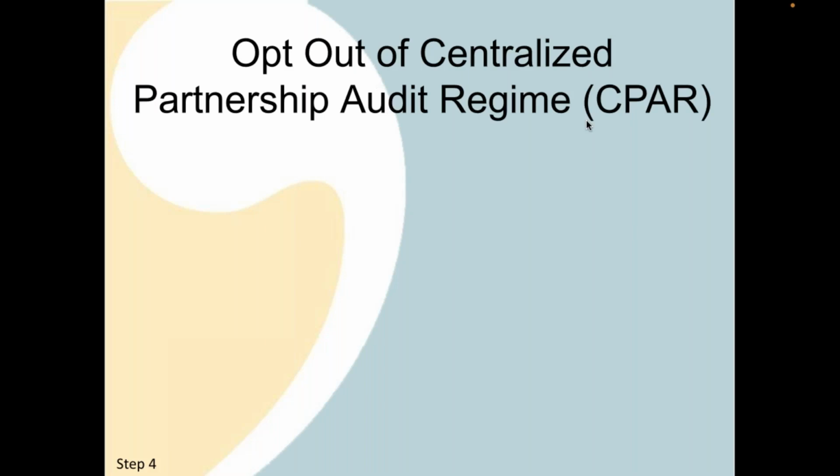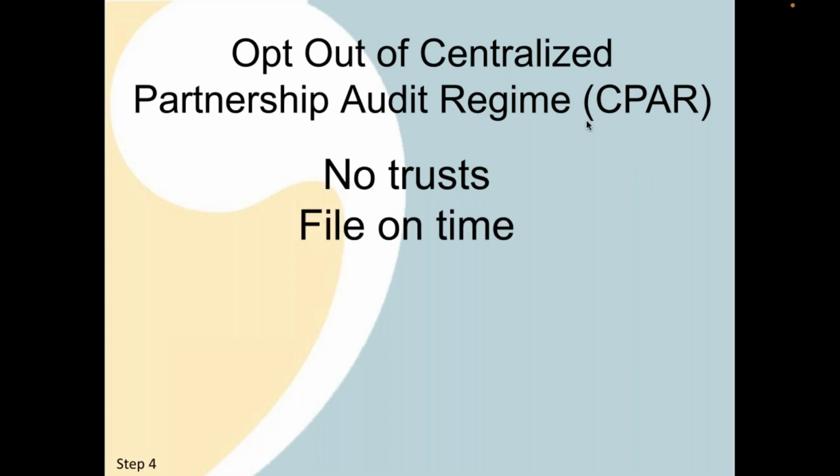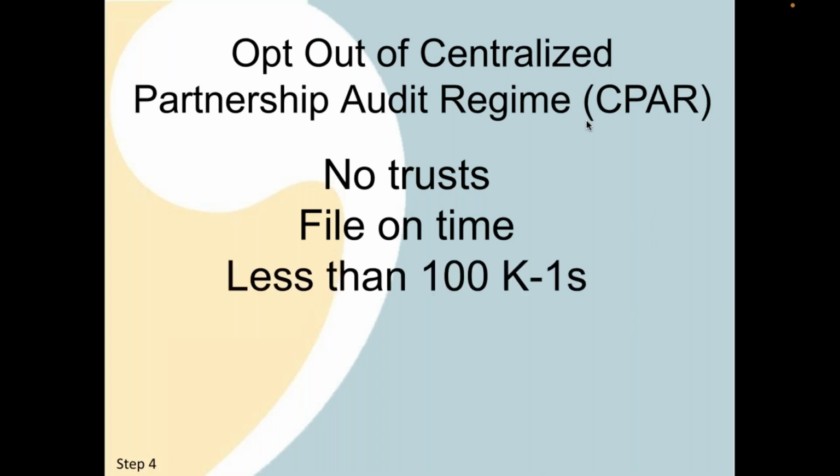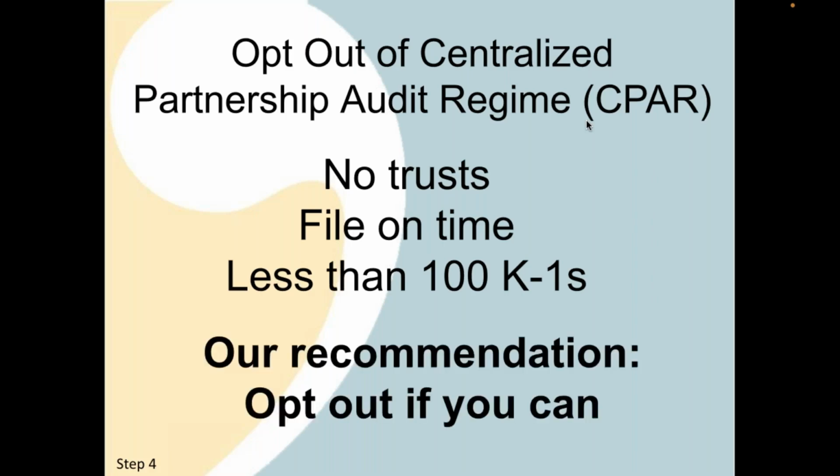If you answer yes to both questions, you may be eligible to opt out of the CPAR audit requirements. CPAR stands for Centralized Partnership Audit Regime, and here are the requirements you need to meet to opt out. You can't have any trusts as members of your club. You need to file your tax return and distribute tax documents to your members by March 15th, or file a valid extension before then. And your club can only have 100 or less K1 forms to distribute for the year. We recommend that you opt out if you can.